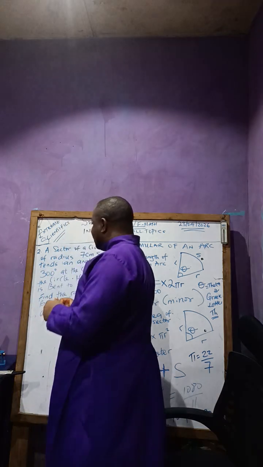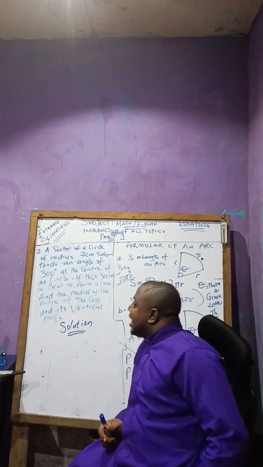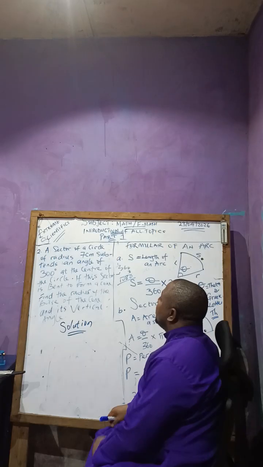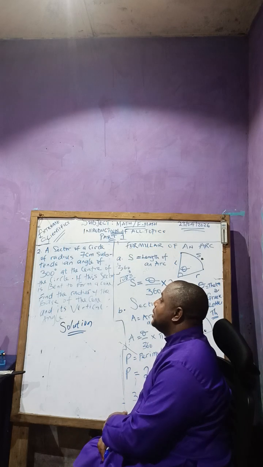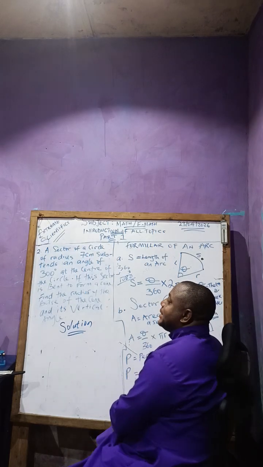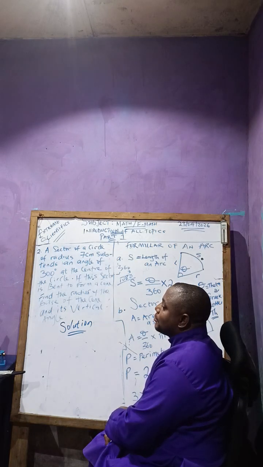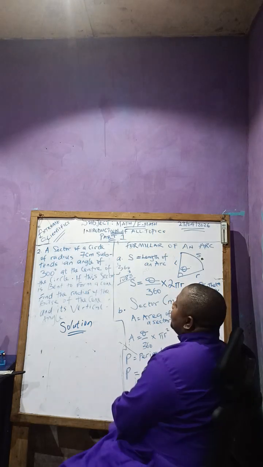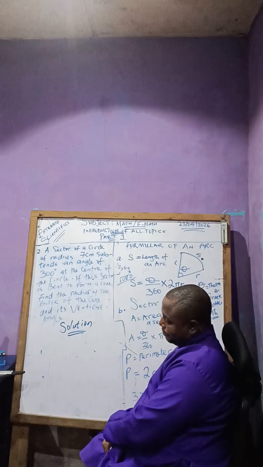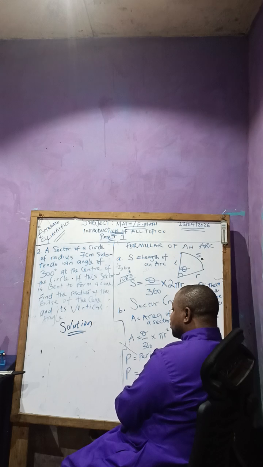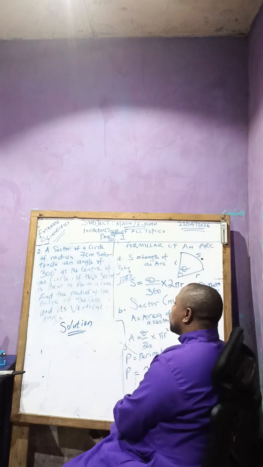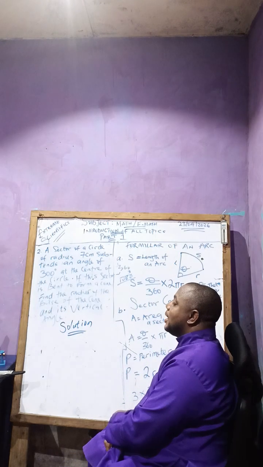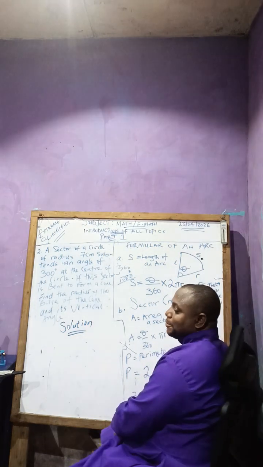Everybody pay attention to this very powerful question. A sector of a circle of radius 7 centimeters subtends an angle of 300 degrees at the center of the circle. If this sector is bent to form a cone, find the radius of the base of the cone and its vertical angle. What does it mean?